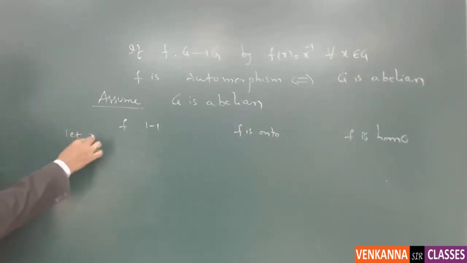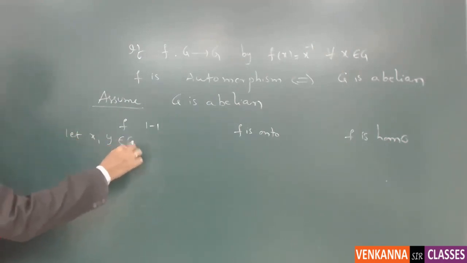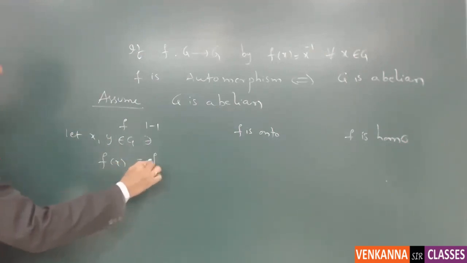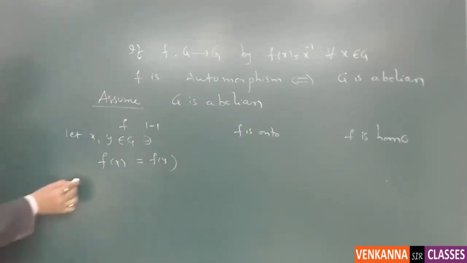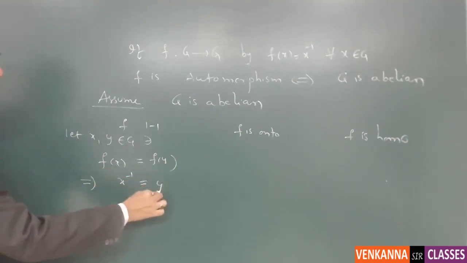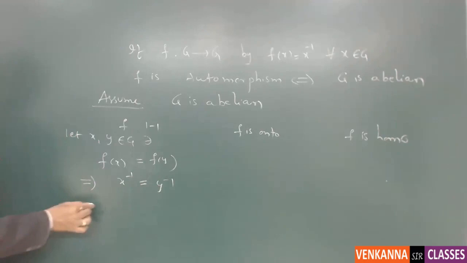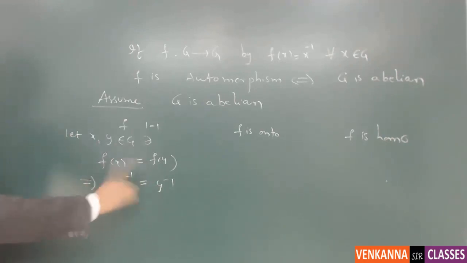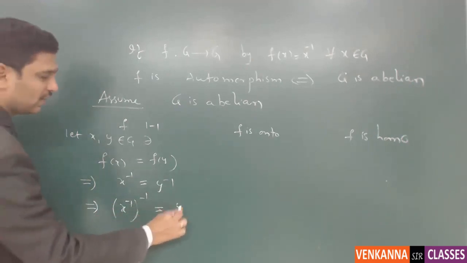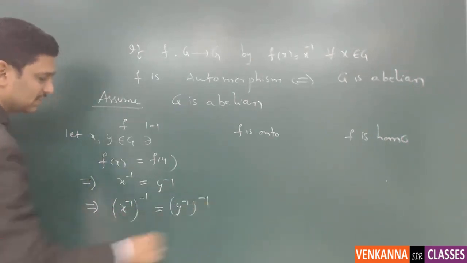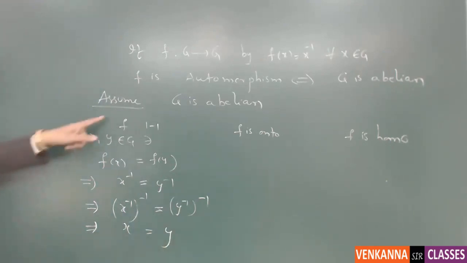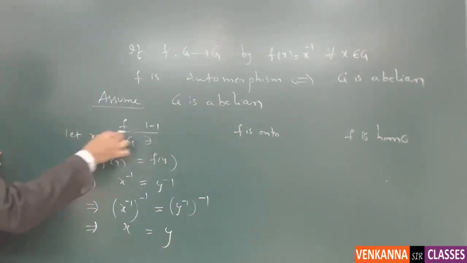So you take x and y two elements in G such that f of x equal to f of y. So which gives that x inverse equal to y inverse. Taking inverse on both sides, x inverse whole inverse equal to y inverse whole inverse, which gives that x equal to y. Therefore, f is 1-1 is proved.